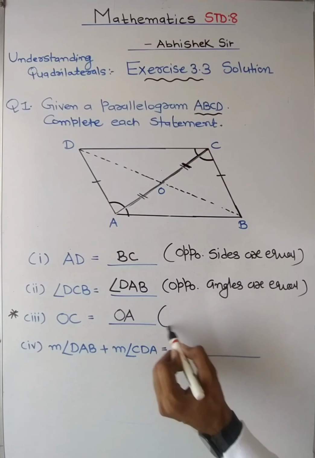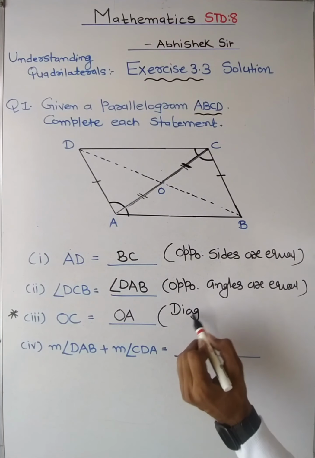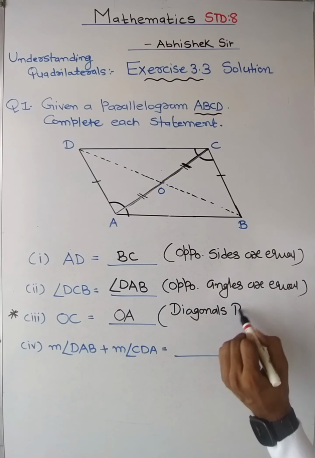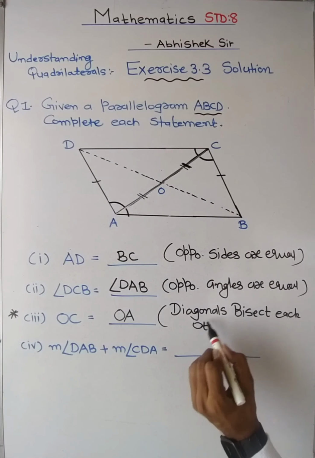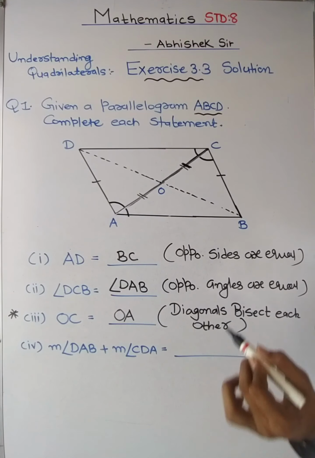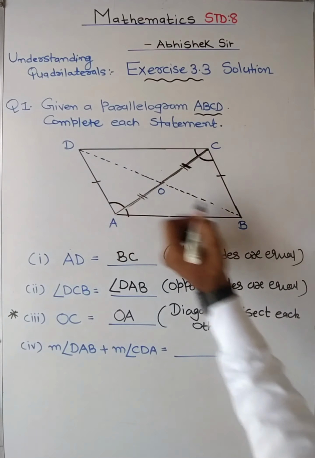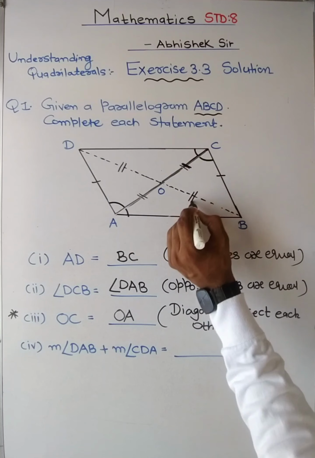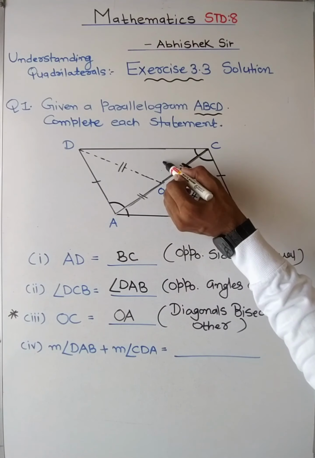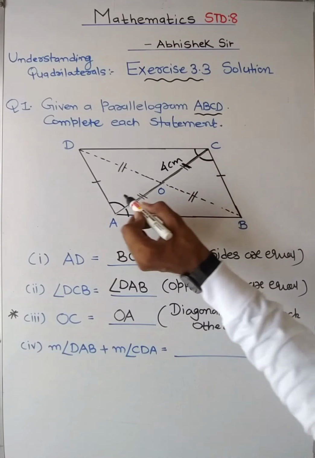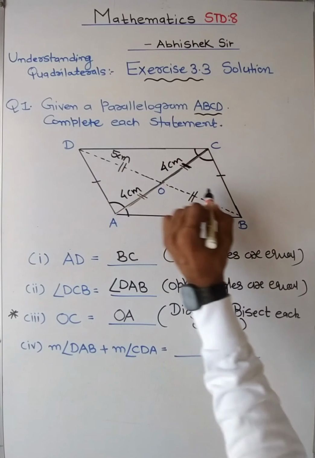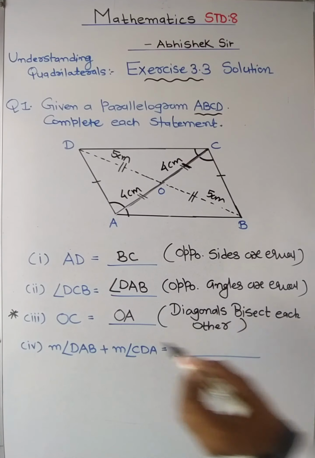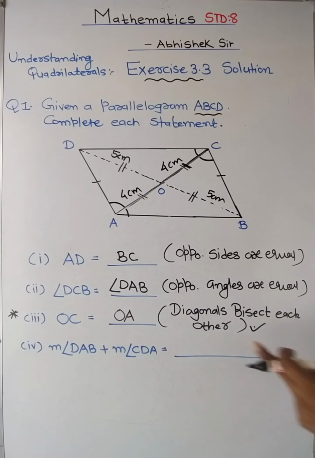Now this is according to the fact that diagonals bisect each other. Clear? Now understand this thing. Diagonals bisect each other means that once the diagonals intersect, they form equal parts. Clear? So if this is, let us assume, 4 centimeter, this is also 4 centimeter. Clear? If this is 5 centimeter, this part will also be 5 centimeter. So diagonals bisect. This is an important property which will come in the exercise. Okay, so be clear with this.